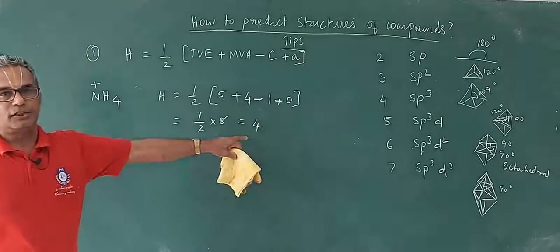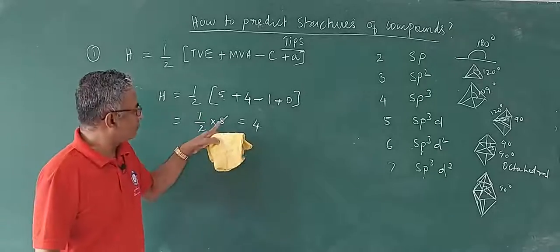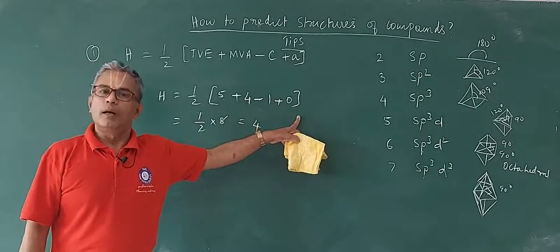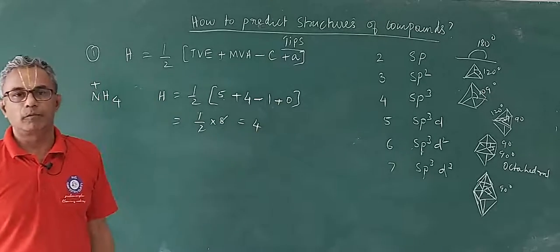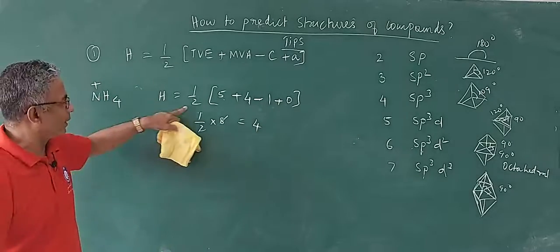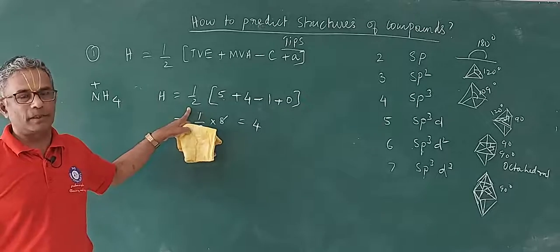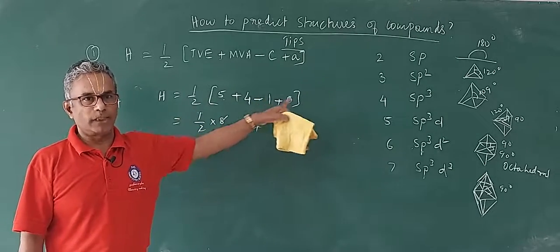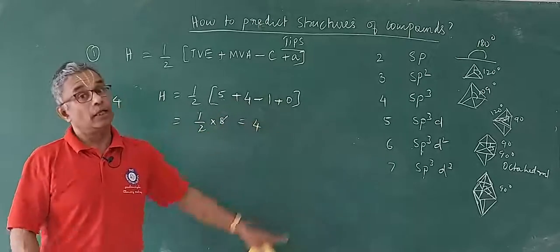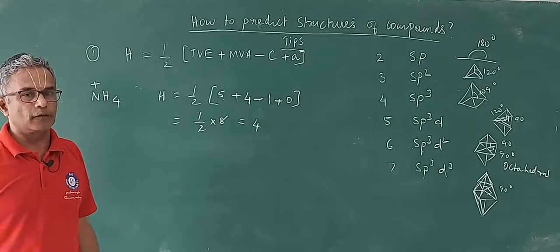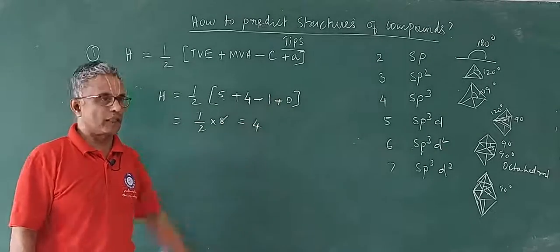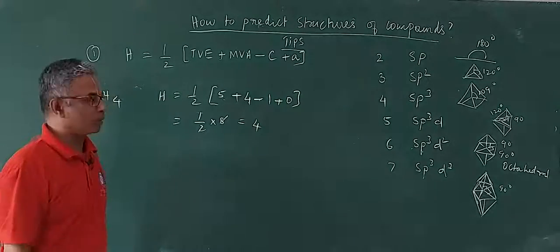Remember, there is a shortcut, a tip and trick. The value inside will mostly be an even number, divisible by 2. If it is not divisible by 2, then you have to double check whether you have done this calculation correctly or not. In 95 to 98% of the compounds, you will always get an even number. So you have to ensure that. That is just a tip to remember.